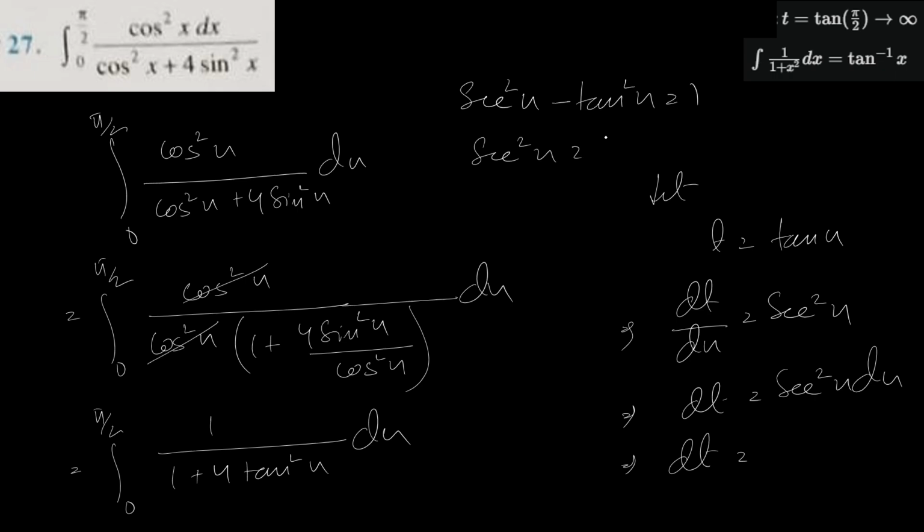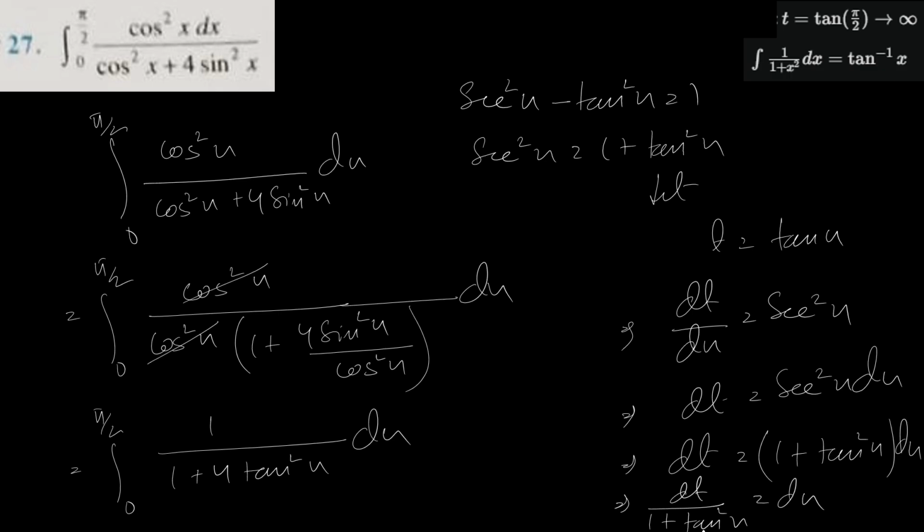So sec square x is equal to 1 plus tan square x. So in place of sec square x I can write 1 plus tan square x dx. This is what I got. So dt is equal to 1 plus tan square x dx, so dt by 1 plus tan square x will be equal to dx. Yes, dt by 1 plus tan square x is equal to dx.